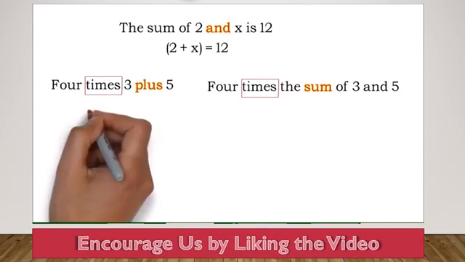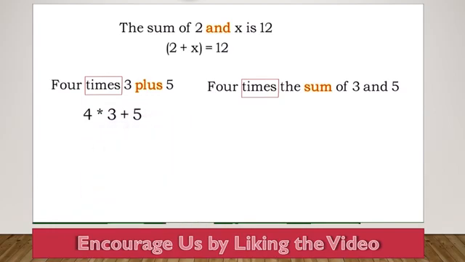The first one is straightforward. 4 times 3 plus 5. From our order of operations, we do our multiplication first, then our addition.